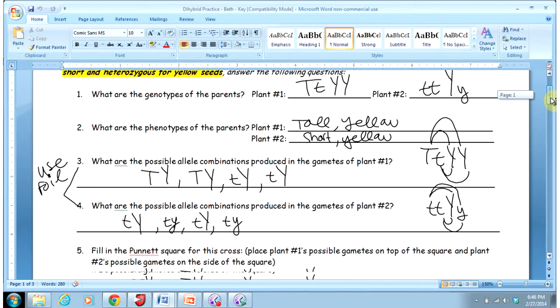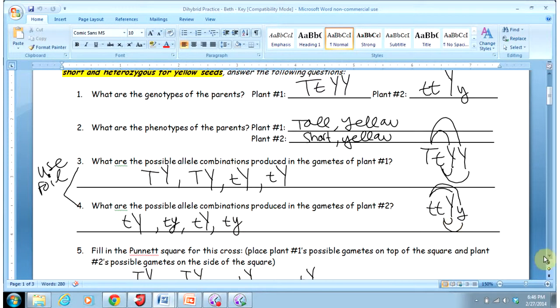Then I'm going to take my genotype for plant 2, little t, big Y, little y. I'm going to FOIL that. My first T, my first Y gives me little t, big Y. My outer T, outer Y gives me little t, little y. My inner T, inner Y gives me little t, big Y. And my last T and last Y gives me little t, little y. So that's going to give me my 4 gametes that I see under number 4.